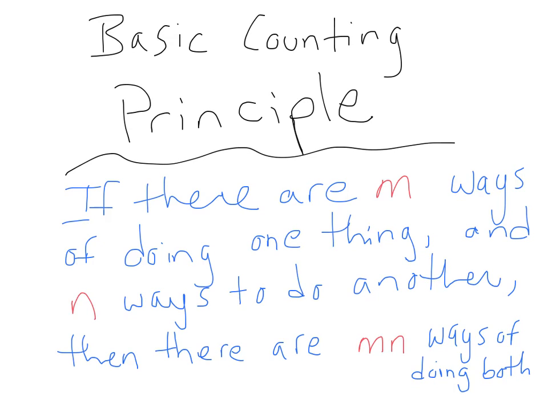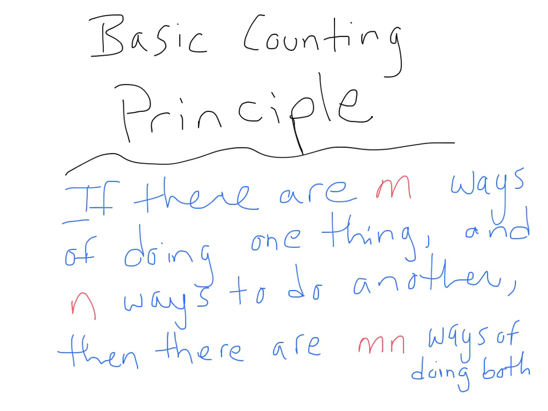The basic counting principle: counting 1, 2, 3, 4 is pretty much what we're doing when we want to count the number of ways to do something. Now, if you have more than one thing to do, and there are m ways of doing one thing, and you have to do another thing, but there are n ways of doing that thing, if you multiply m times n, you'll get the total possible outcomes for doing both things.